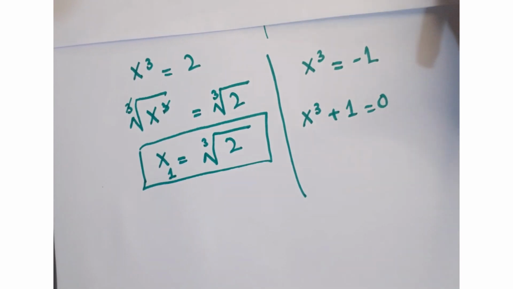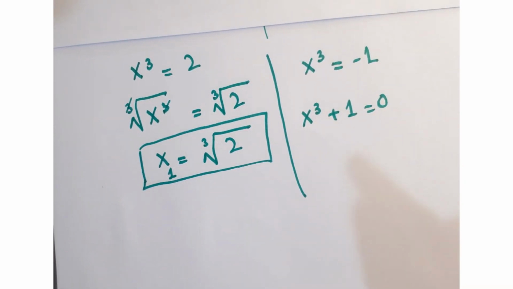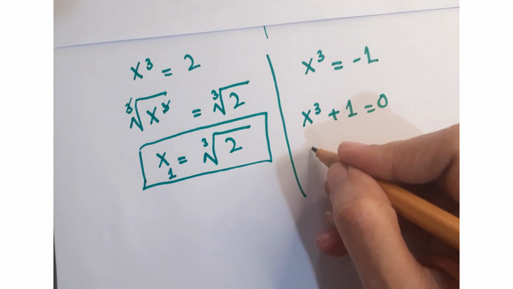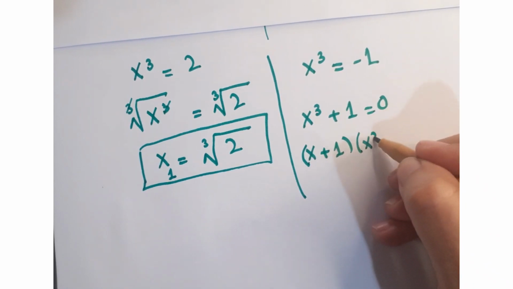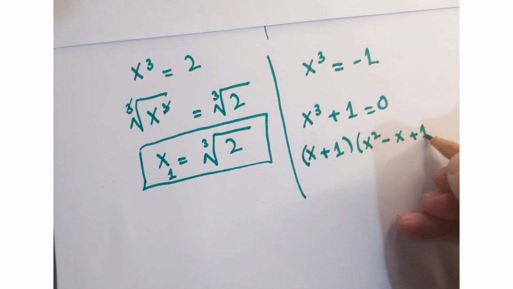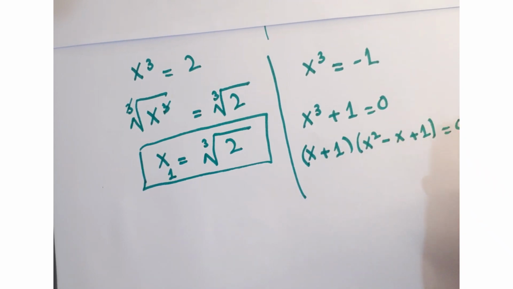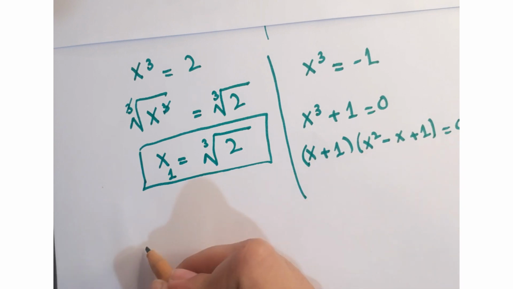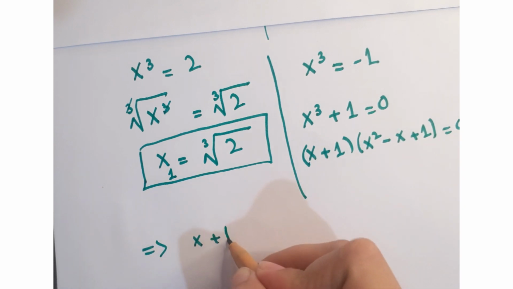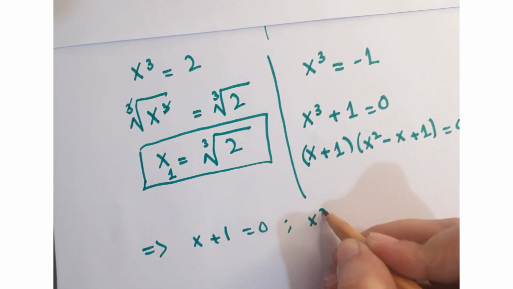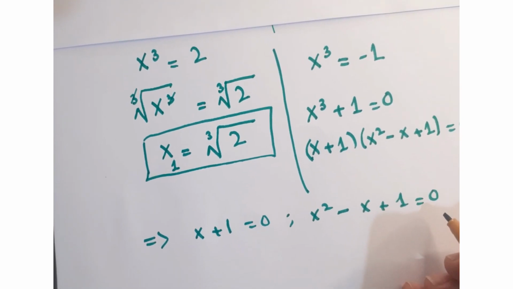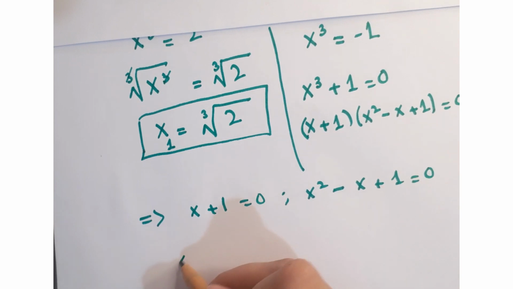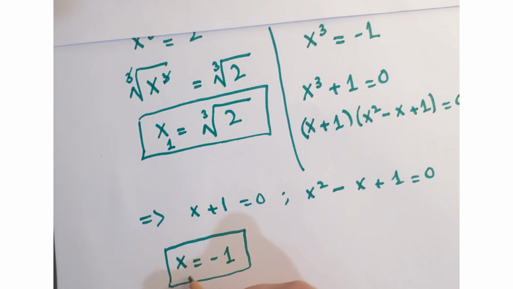Now for solving this equation, we have to apply the formula here, that is x plus 1 into x square minus x plus 1 is equal to 0. Now this implies, working on this, that x plus 1 is equal to 0 and x square minus x plus 1 is equal to 0. So we get here x is equal to minus 1. Now this is the second solution of x.